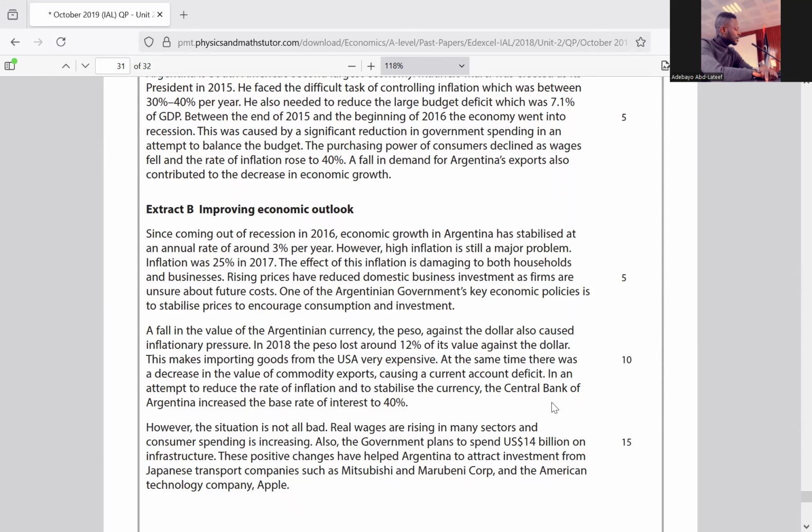A rise in the rate of inflation may increase the cost of production for firms, as workers may demand higher pay to cover the fall in their purchasing power. So these are the consequences of inflation for the Argentine economy. So that's question 12D. We'll go to question 12E.